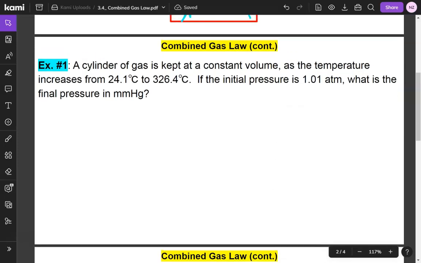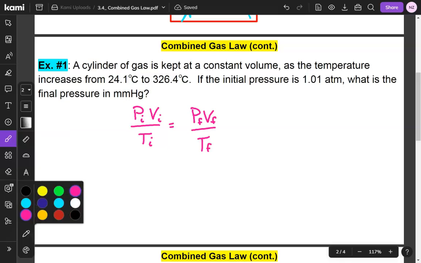So in this example, it says a cylinder of gas is kept at a constant volume. As the temperature increases from 24.1 degrees Celsius to 326.4 degrees Celsius, if the initial pressure is 1.01 atmospheres, what's the final pressure in millimeters of mercury? Okay, so let's set up our equation. So we have PV over T. These are all of our initial values. And we're going to set that equal to PV over T. And these are going to be our final values.